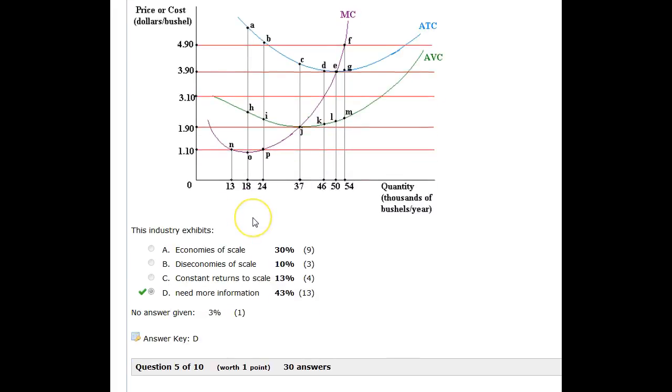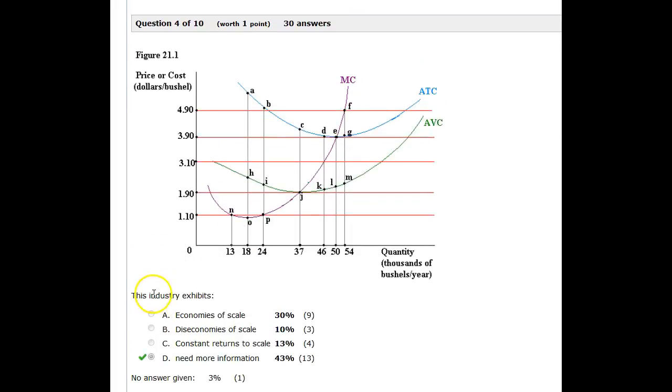All right, this one's also tricky. It talks about economies of scale. The problem is that this is a short-run situation. This is a short-run ATC. And if you've read the chapter on economies of scale, you know that we need multiple short-run ATCs to know anything about economies of scale. So if we're only given one short-run ATC, we can say nothing about economies of scale. They might be constant, they might be diseconomies, there might be economies.